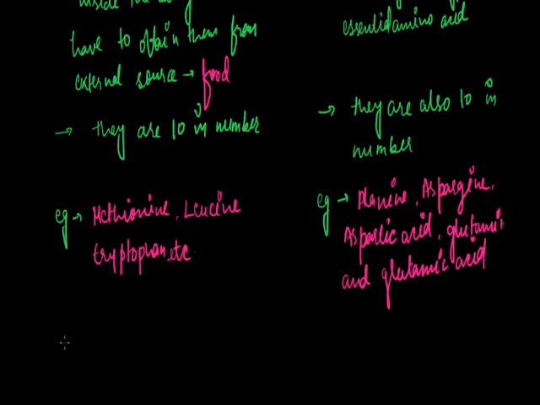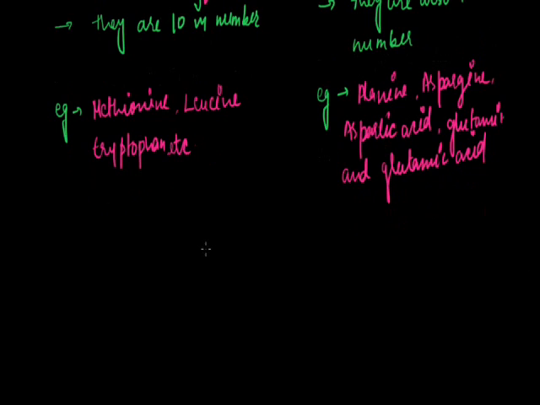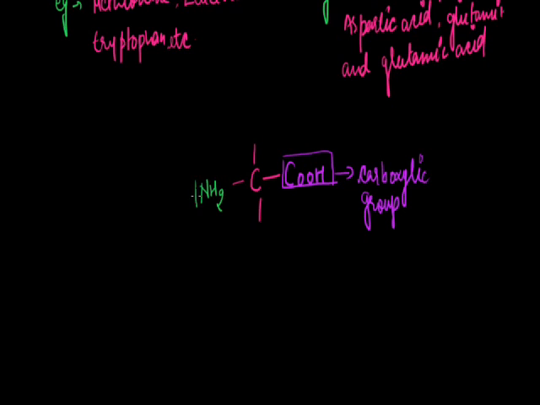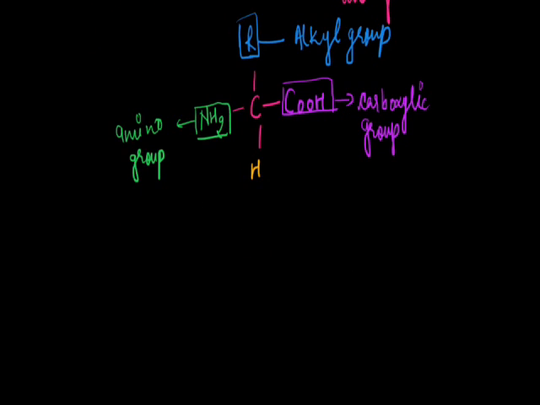Now, before the sources of protein, have a look at the structure of an amino acid. As we all know, an amino acid is an organic compound made up of carbon, hydrogen, oxygen and nitrogen. So this is the structure of one molecule of amino acid, in which this is the carboxylic group and this one is the amino group.